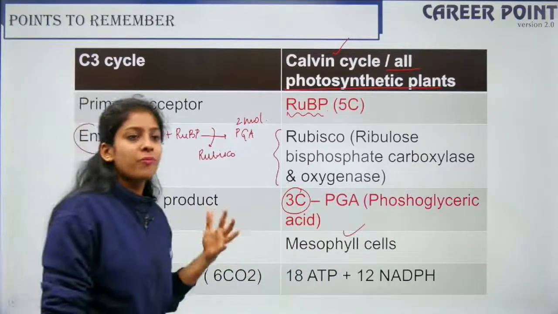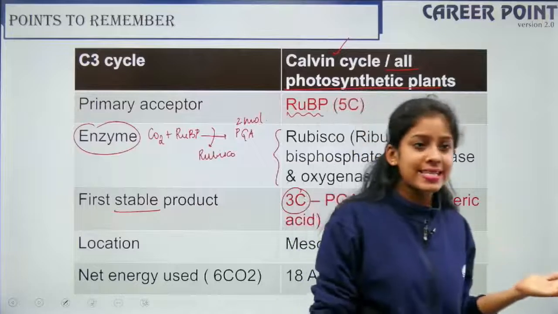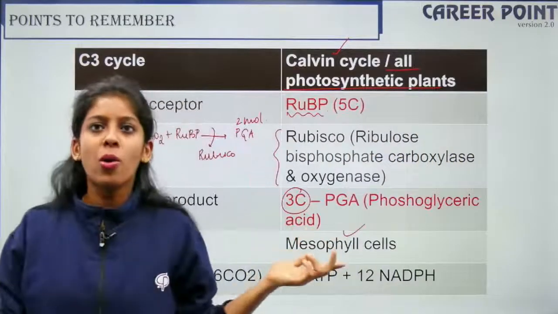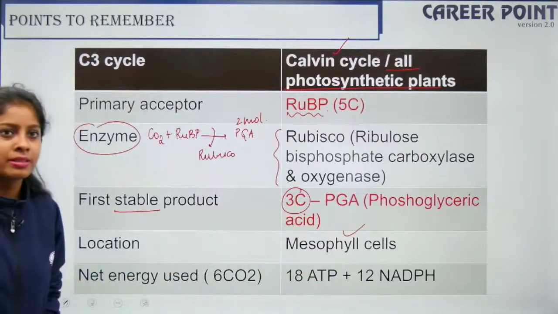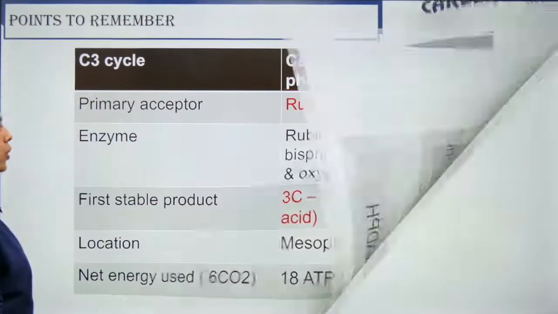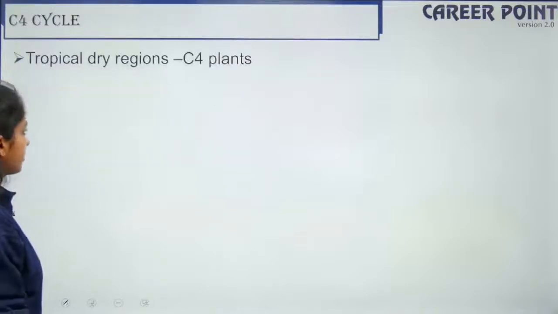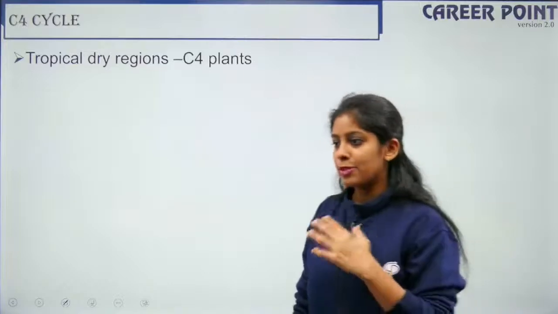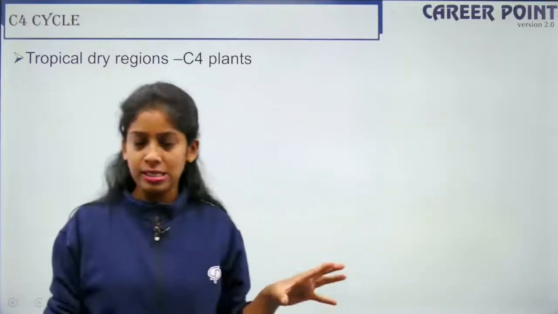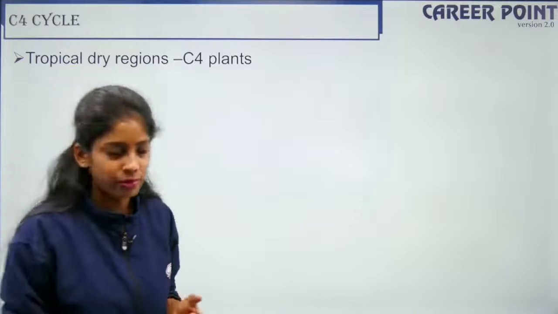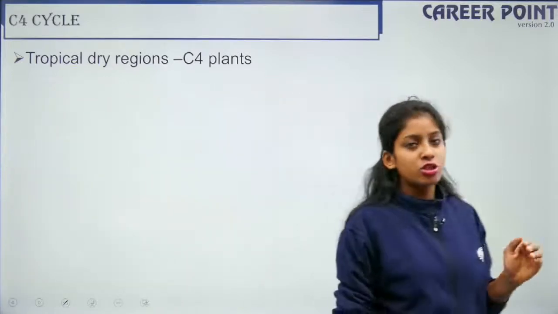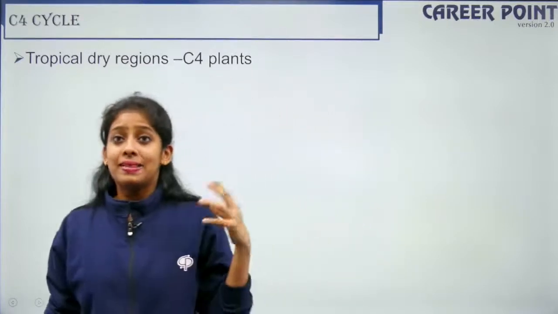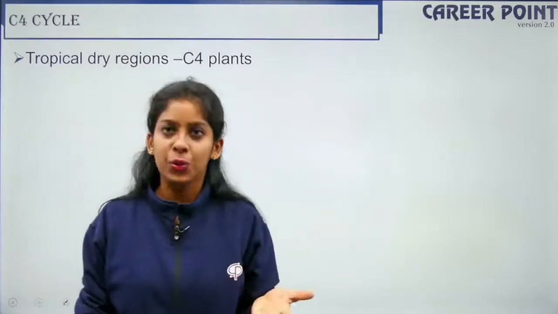Can we go to the next one, that is the C4 cycle? Yes. Have you understood the C3 cycle? So can we move forward with the C4 cycle? Yes. Alright, so we move. So we are coming to the C4 cycle. Ma'am, if you say C3 cycle happens in all photosynthetic plants, then what is the C4 cycle? So to be precise, not all plants can grow in normal temperature. There are some plants, so we have different ecosystems, right?